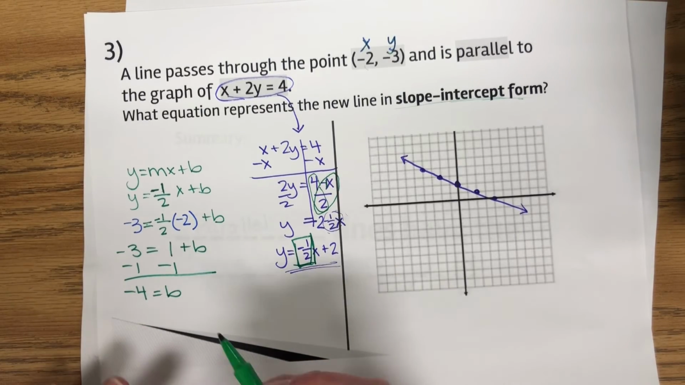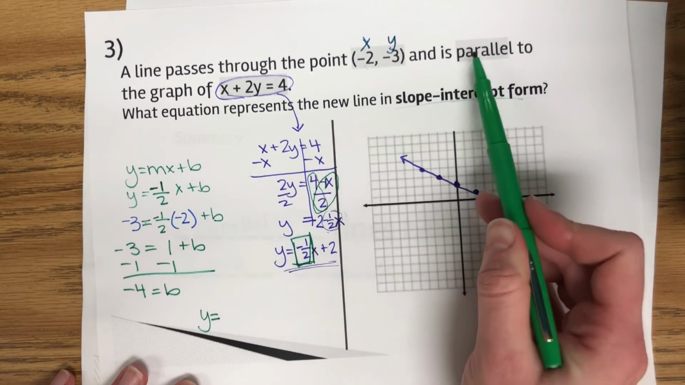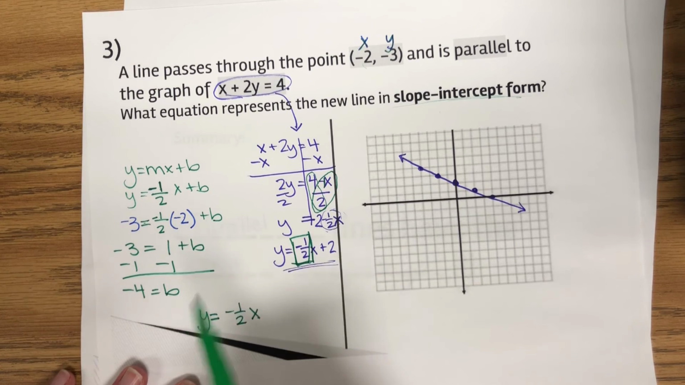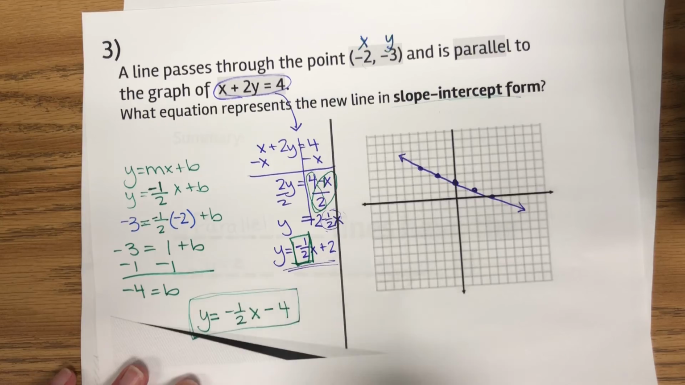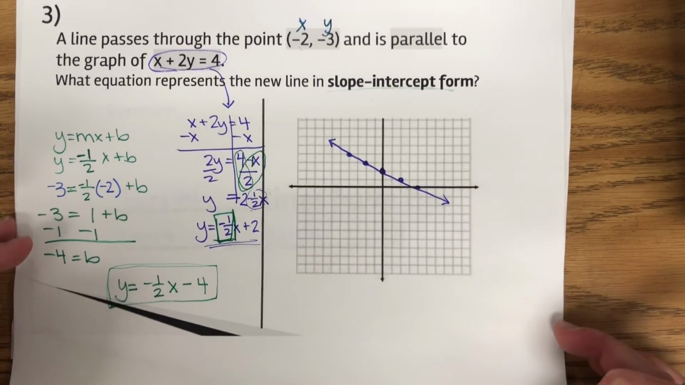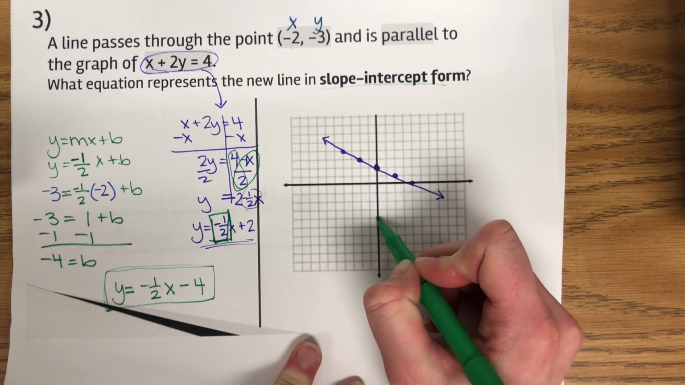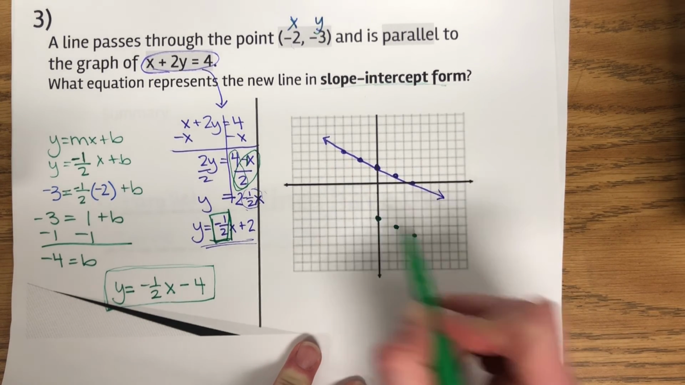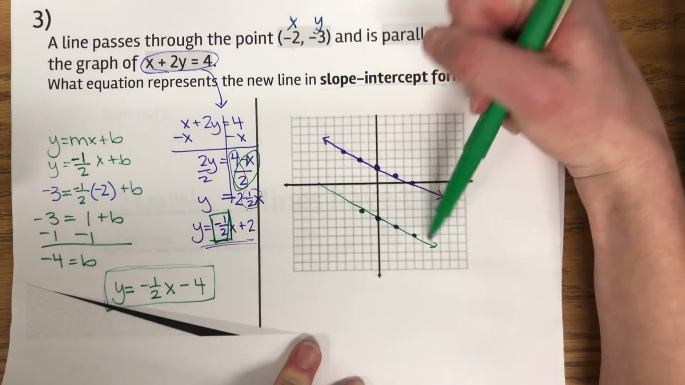That means our equation should be y equals, using that same slope parallel, so negative 1/2 x, and then our plus b is minus 4. So here would be our new equation. And then just checking on our graph to make sure we've done this correctly. So negative 4 for y-intercept. And then a slope of negative 1/2. And as you can see, we are getting a parallel line.